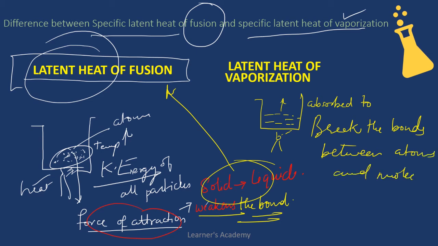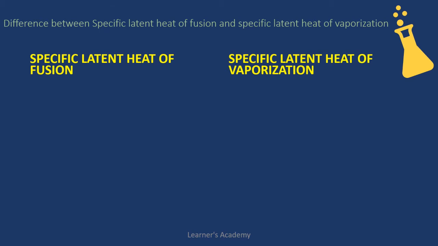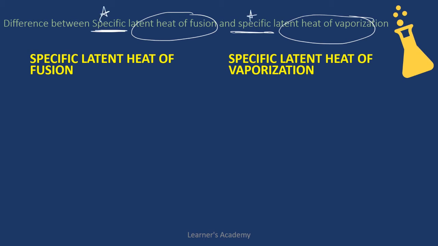Now we come to specific heat. Now since you understood what is the latent heat of fusion and what is the latent heat of vaporization, we'll differentiate between the specific latent heat of fusion and specific latent heat of vaporization. Whenever we use the word specific, it means the amount of heat energy absorbed at a constant temperature by unit mass of a solid. So now we'll be talking only about the unit quantities. The heat absorbed by a solid to convert into liquid phase is called the specific heat of fusion.